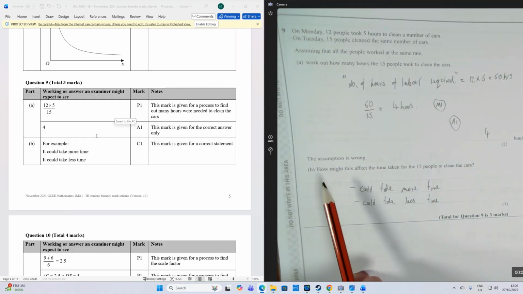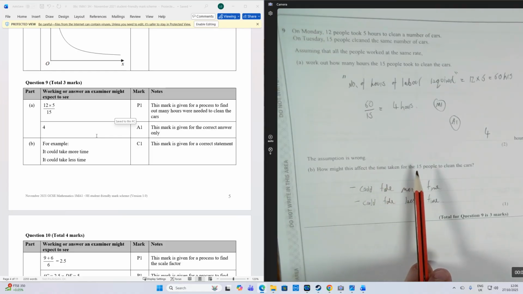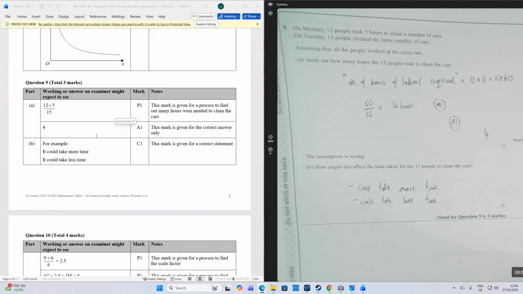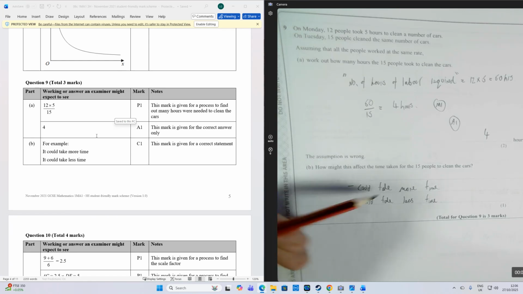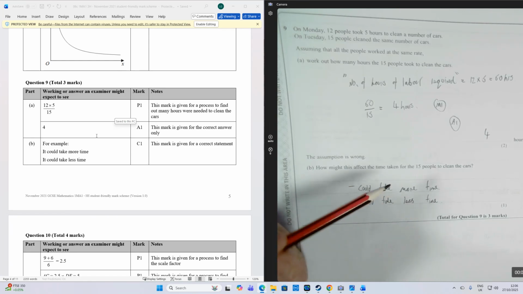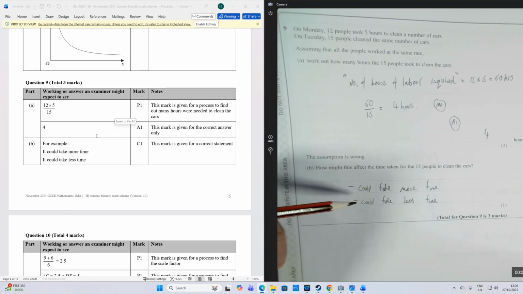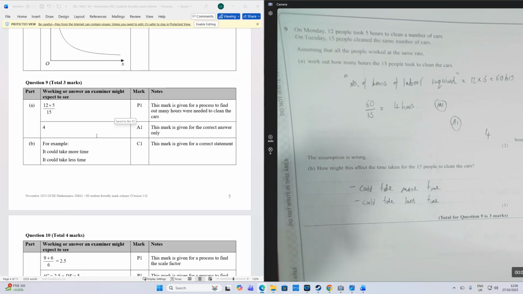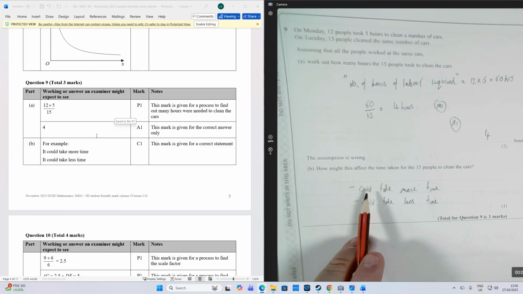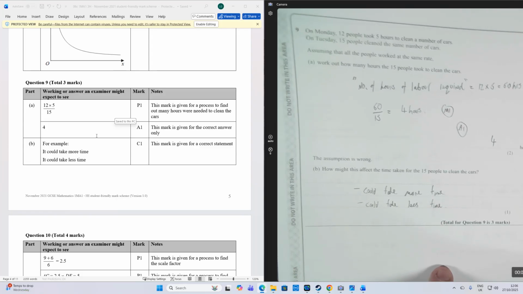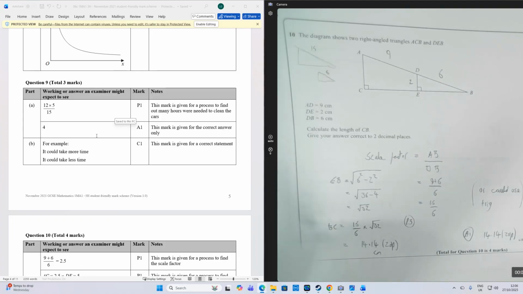Now it says the assumption is wrong, the assumption being that all of the people worked at the same rate. How might this affect the time taken for the 15 people to clean their cars? Well, we don't know really, because all we know is that the assumption is wrong. So it might be that they all worked slower than was imagined, in which case it could take more time. Or maybe they all worked faster, in which case it could take less time. Maybe some of them work slower and some of them work faster. So really, it's hard to tell, but you could just write down it might take more time or it might take less time. But either one of those would be fine.